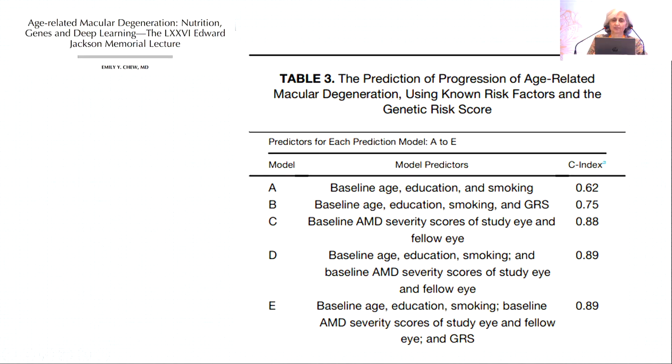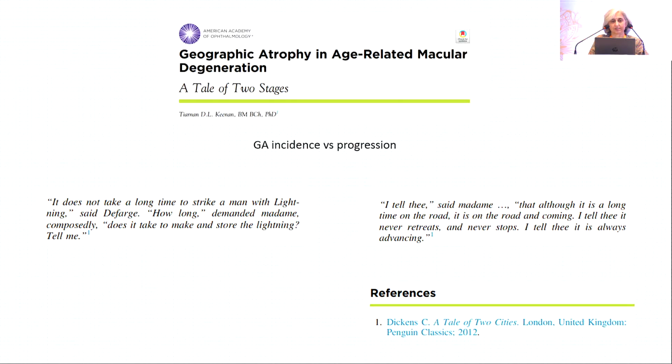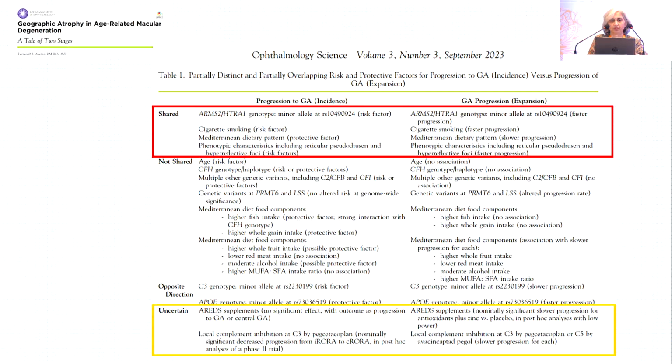And this is a table which shows us that there are various predictor models for ARMD and especially geographic atrophy. What is most important, there are numerous factors like age, education, smoking, and the genetic risk score, and also the severity scores at baseline and the fellow eye, and all these could be predictive of progression of the disease. And I think nothing describes geographic atrophy better than this article, which tells us we really don't know much about it at all. We don't know when it comes, but we know it progresses. How to stop it, we are not sure.